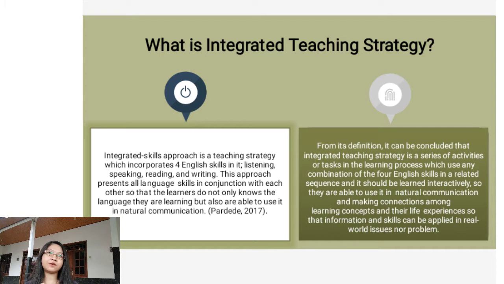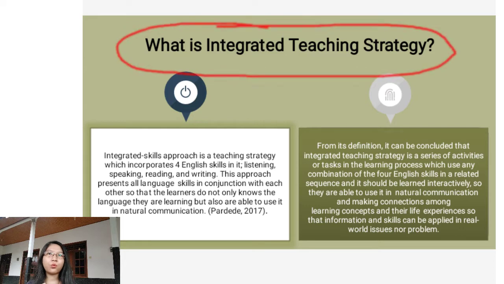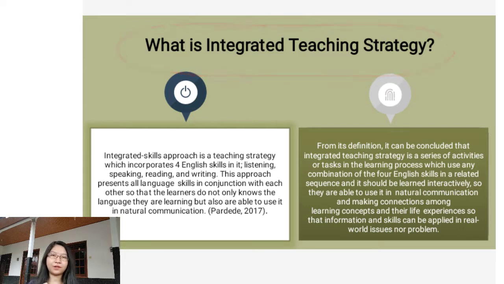So, first things first, let's talk about the definition of integrated teaching strategy. So, what is integrated teaching strategy? According to Pardede 2017, integrated skills approach is a teaching strategy which incorporates 4 English skills in it, consisting of listening, speaking, reading, and writing. This approach presents all language skills in conjunction with each other so that the learners do not only know the language they are learning, but also are able to use it in natural communication.